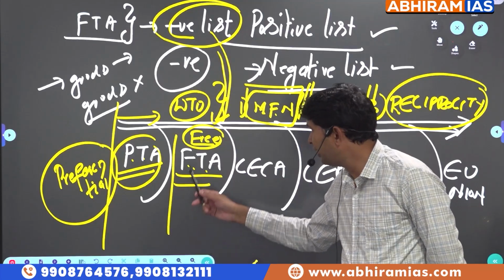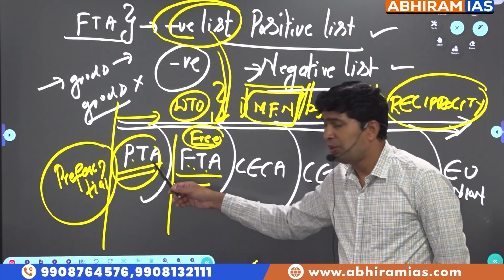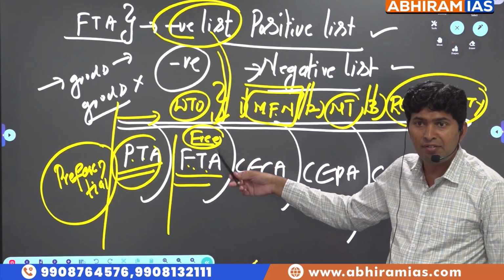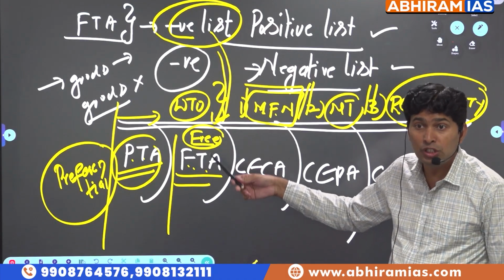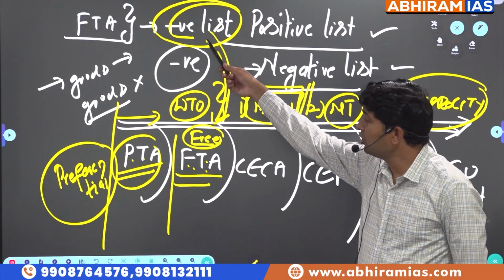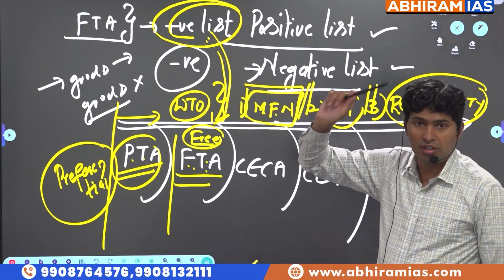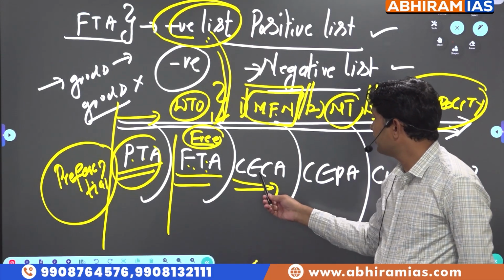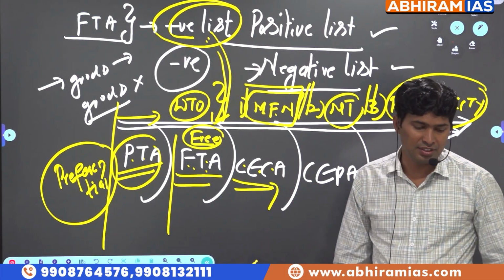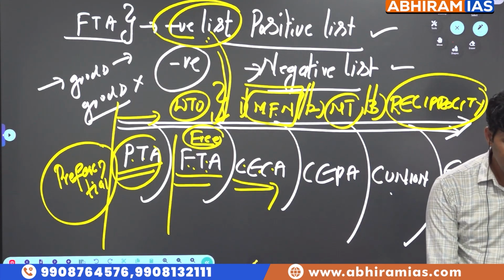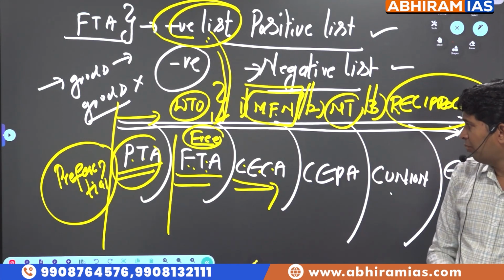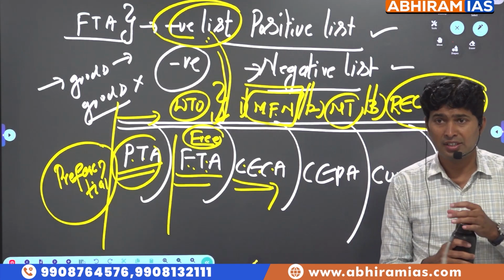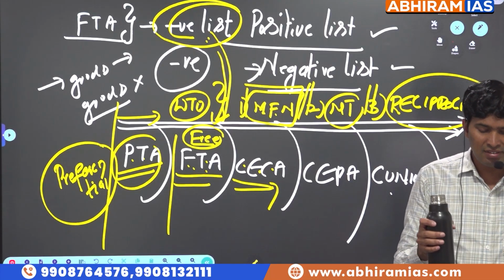What is the difference between PTA and FTA? In PTA, duties are only reduced. But in FTA, duties are made zero. For which goods? Goods which are mentioned in the positive list. Okay? CECA, Comprehensive Economic Cooperation Agreement. Now, integration levels are getting increased. In Comprehensive Economic Cooperation Agreement, integration levels are increased.